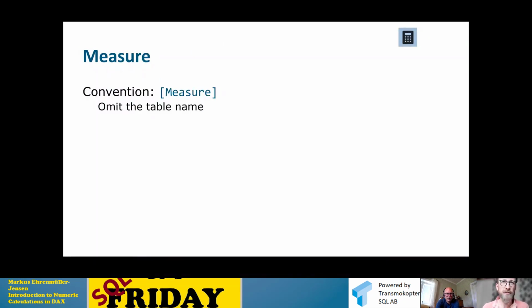Usually, if we refer to a measure, we can also write the table name and the measure name. But trust me, I'm not sure how, depending on how much I'm talking, if we're coming to the conclusion here. But at the moment, please trust me. Don't use the table names if you're referring to a measure. Only refer to the measure in square brackets. Omit the table name there.